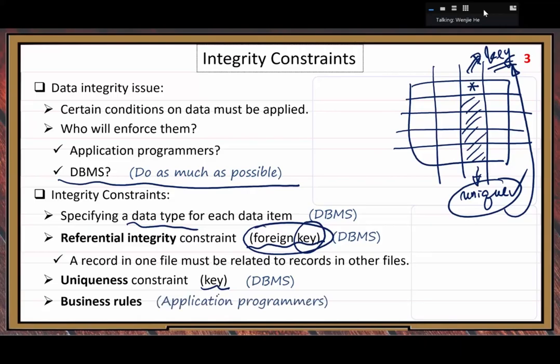In that situation, we as application programmers need to write SQL code, stored procedures, to implement and enforce, to tell the DBMS to follow this procedure to enforce business rules. So that's the last type of constraint. So that's this topic.